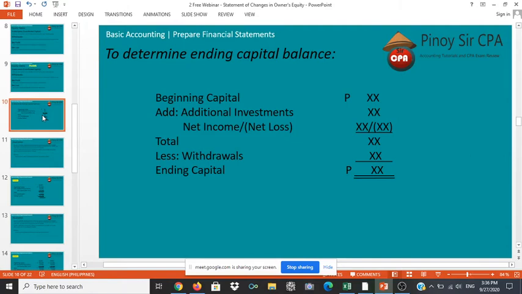To determine ending capital balance, we have beginning capital, add additional investment during the year. Then add net income. Okay? But in case net loss yan, ibig sabihin bawas yon. Hindi ibig sabihin yan divide. So pag net income meaning add, pero kung net loss, bawas. Okay? Then you have total. Then after that, deduct the withdrawals from that total. Then you will arrive in ending capital.